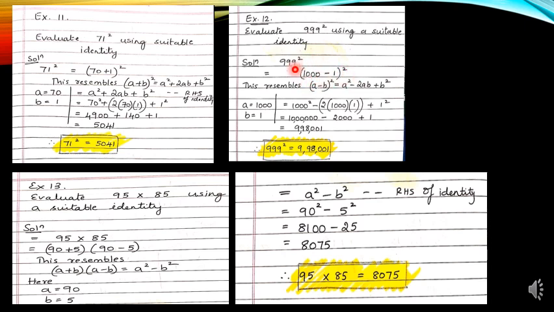Now this is resembling a minus b the whole square, which is equal to a square minus 2ab plus b square. A value is 1000 and b value is 1. We have minus here also and here also, so don't write b is minus 1. It is going to be plus 1 only. Then a square means 1000 square, minus 2ab means minus into 2 into 1000 into 1. B square is 1 square.